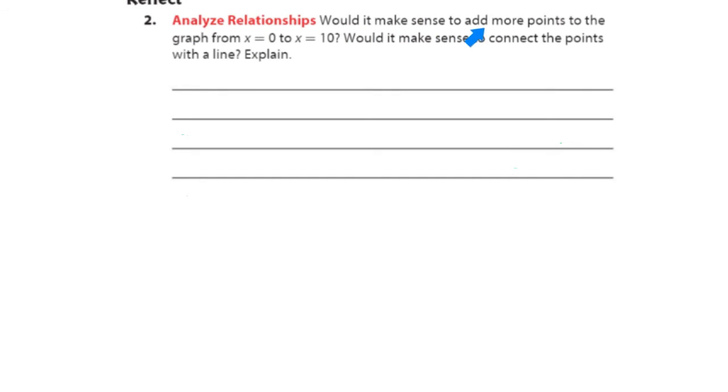Okay, so would it make sense to add more points to the graph from x equals 0 to x equals 10? And would it make sense to connect the points with a line? Explain. So if you look back at the table, it uses x equals 0, x equals 2, x equals 4. It's almost as if you have to buy an even number of tickets. But you can add more points to your graph because you can buy odd numbers of tickets. That is, you can buy just one ticket.